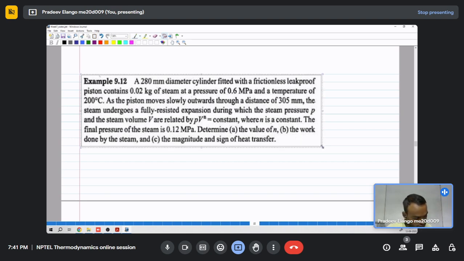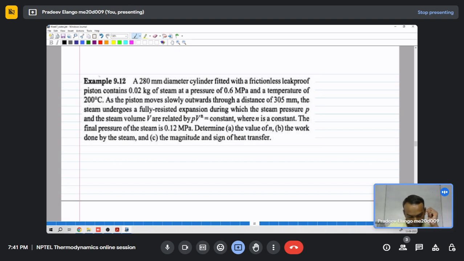So the steam undergoes a polytropic process given by PV^n = constant, and the first step is to find the value of n. To find n, we have PV^n = constant, which means P1 V1^n = P2 V2^n.